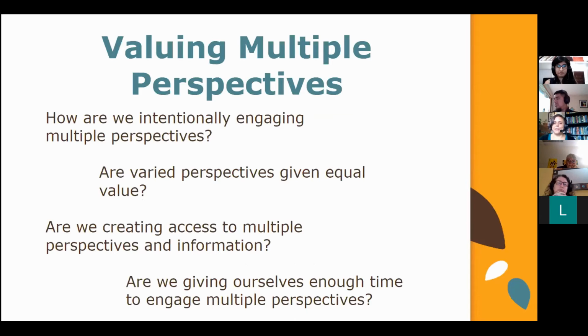Then we move on to who needs to be engaged here, right? Are we intentionally engaging multiple perspectives? Do we have enough information from people in different parts of the state who are having different experiences with the smoke and fire? Are all those perspectives being given equal value, or being given the value that they need? And then are we creating access to multiple perspectives and information?